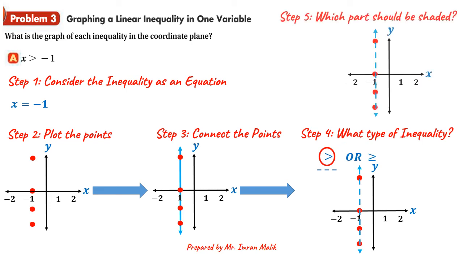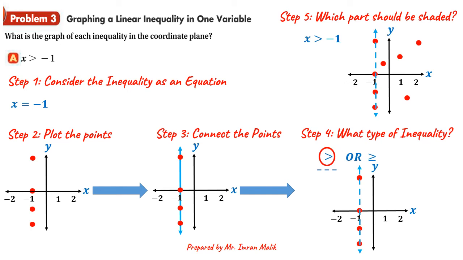Right, the last step. Since the question states x is more than -1, that means we should take all the values of x to be more than -1. So the possible solution could be like this, or like this, or like this, or like this. All of these points are solutions of x more than -1.